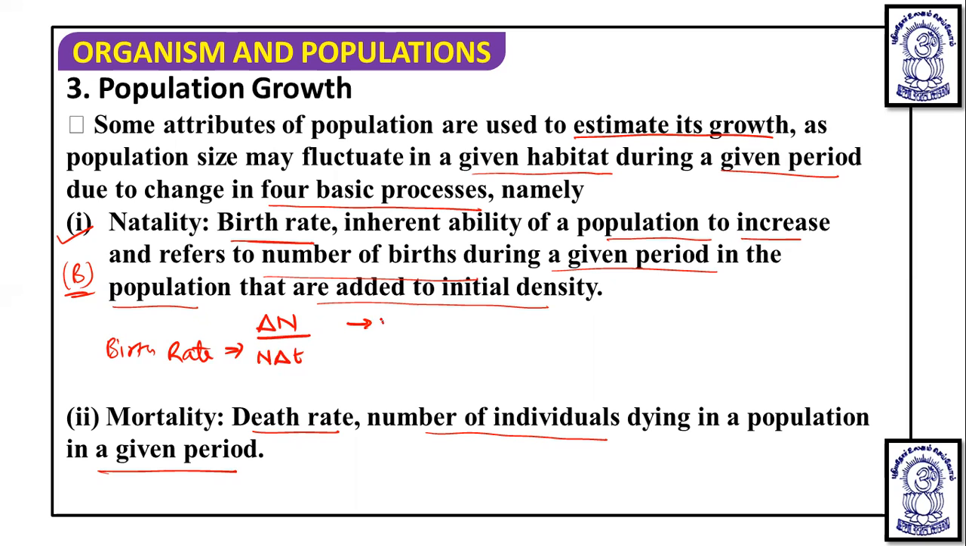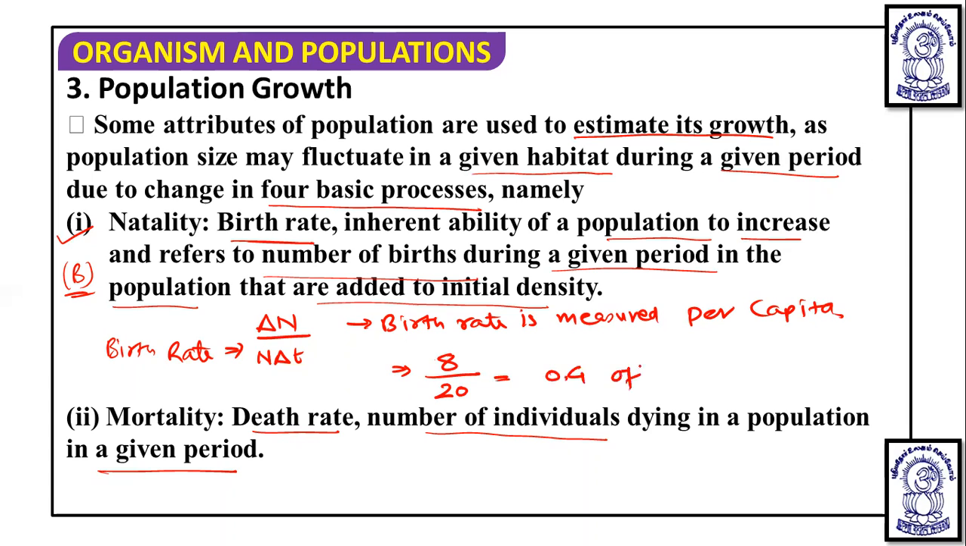So the next point is that birth rate is measured per capita. Suppose there were 20 lotus plants last year in a pond, and through reproduction 8 new plants are added. So if 20 plants were there earlier and 8 new lotus plants were added, then the birth rate will be 8 by 20, so it is 0.4 offspring per lotus per year.